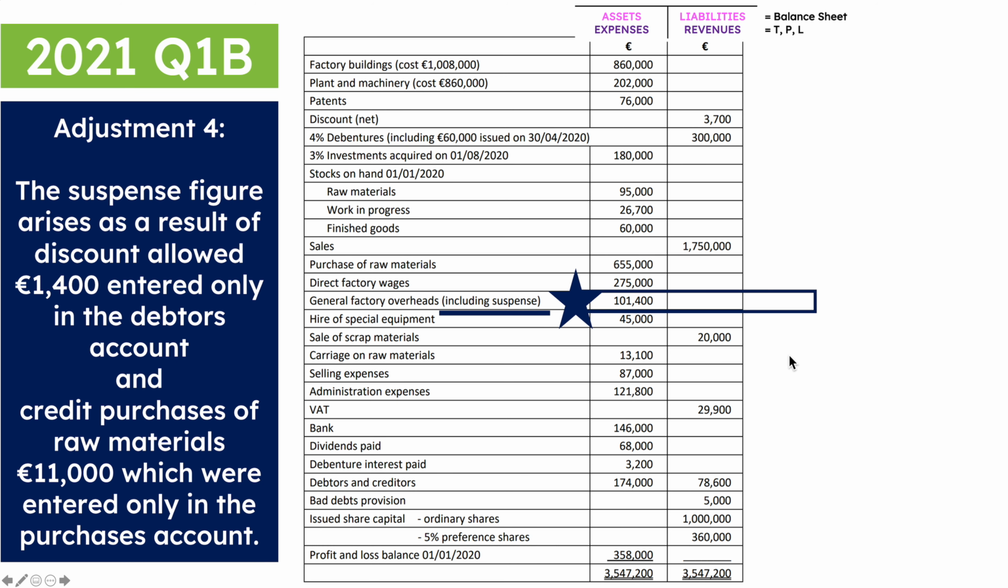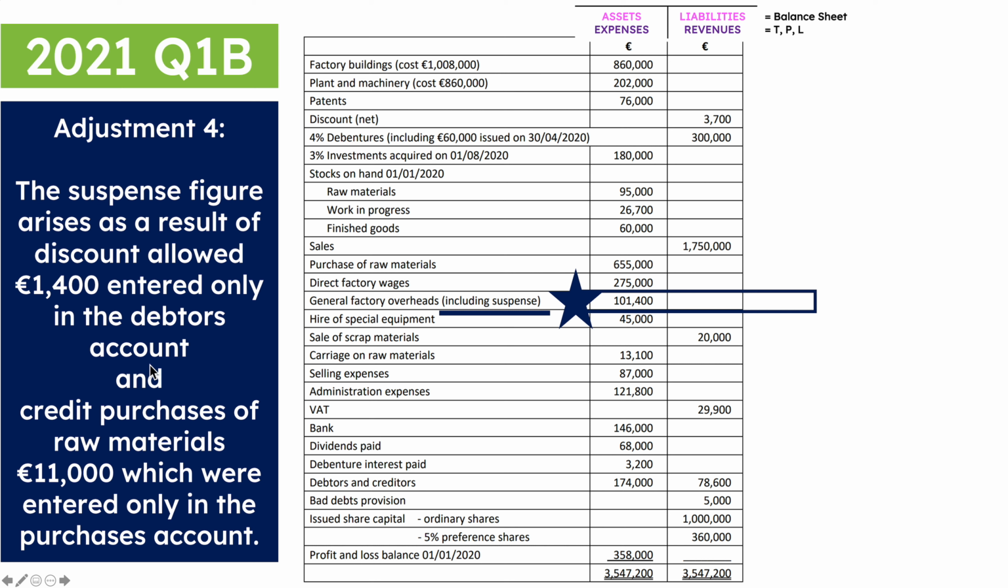Then we have our creditors minus 2,900. So 2021 question 1b. So the suspense figure here was put into general factory overheads in this question. So the suspense figure arises as a result of discount allowed 1,400 entered only in the debtor's account and credit purchases of raw materials 11,000 which were entered only in the purchase account. So we'll take the first part first. So discount allowed 1,400 entered only in the debtor's account.